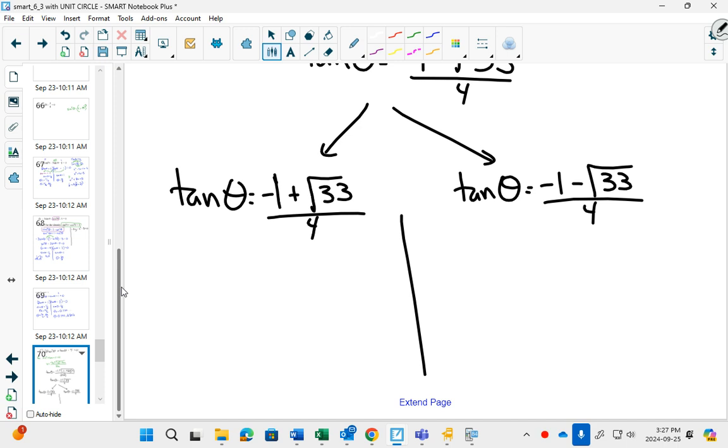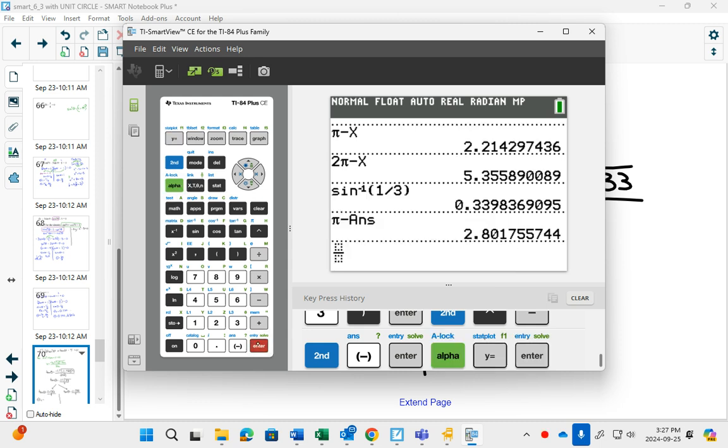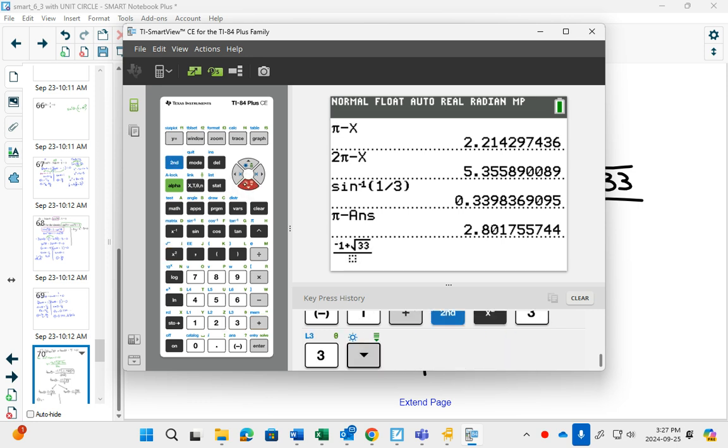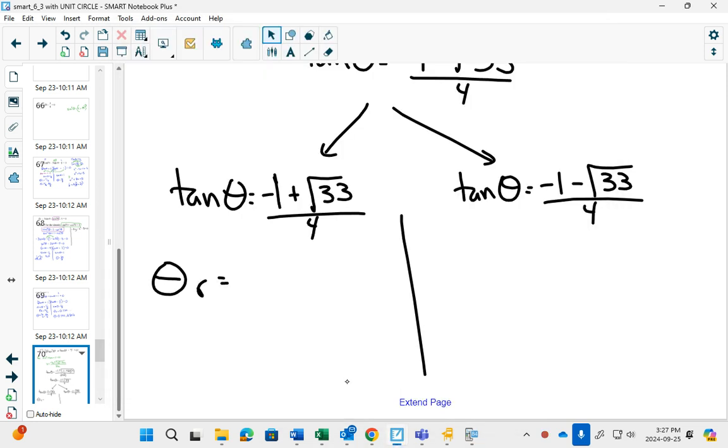All right. Is this a calculator question, or is that number on your pie plate? It is not on our pie plate. So we're going to need to find the reference angle. First of all, I'm going to go to my calculator and just write negative 1 plus the square root of 33 over 4. Tan of theta equals 1.18.